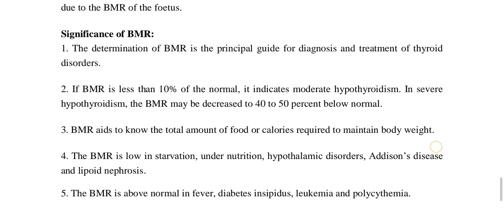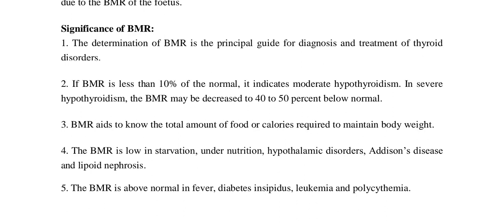Once again, the determination of BMR is a principal guide for diagnosis and treatment of thyroid disorders. If BMR is less than 10% of the normal, it indicates moderate hypothyroidism. In severe hypothyroidism, the BMR may be decreased to 40 to 50% below normal. BMR aids to know the total amount of food or calories required to maintain body weight. The BMR is low in starvation, undernutrition, hypothalamic disorders, Addison's disease, and lipoid nephrosis. BMR is above normal in fever, diabetes insipidus, leukemia, and polycythemia.